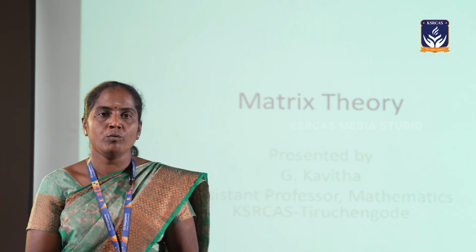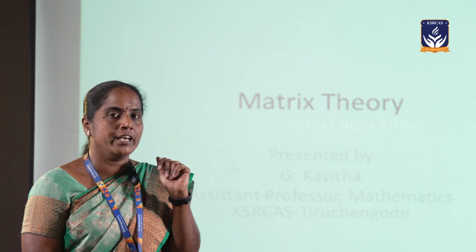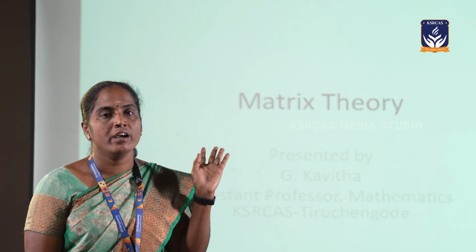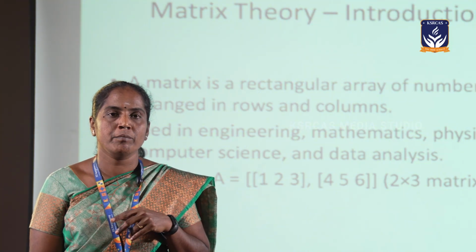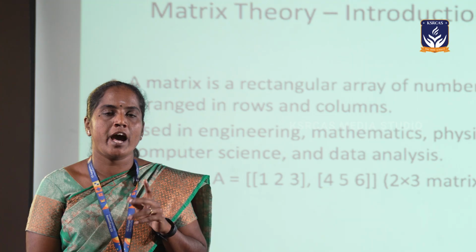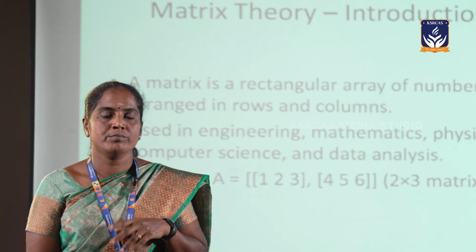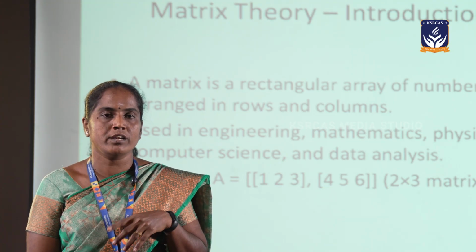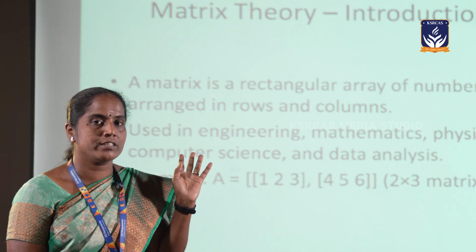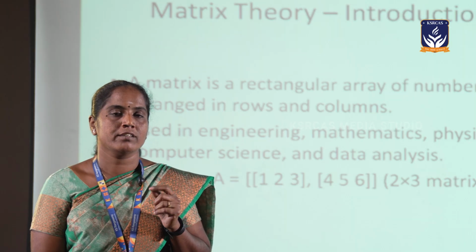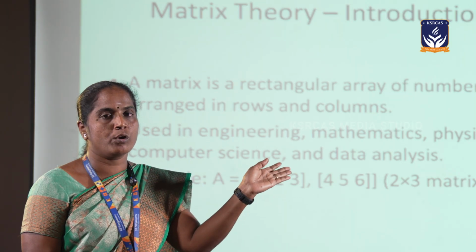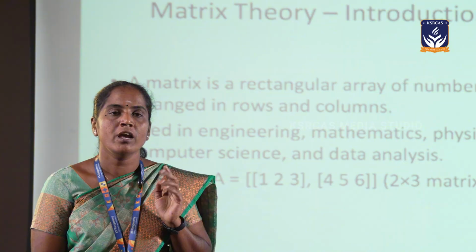Today we are seeing one interesting topic, matrix theory. Before entering this topic, first we see what is meant by matrix. Matrix is nothing but a rectangular array arranged by rows and columns. The elements are arranged by rows and columns. Matrices are represented by capital letters and the elements are denoted by small letters. The horizontals are represented by rows and the verticals are represented by columns.